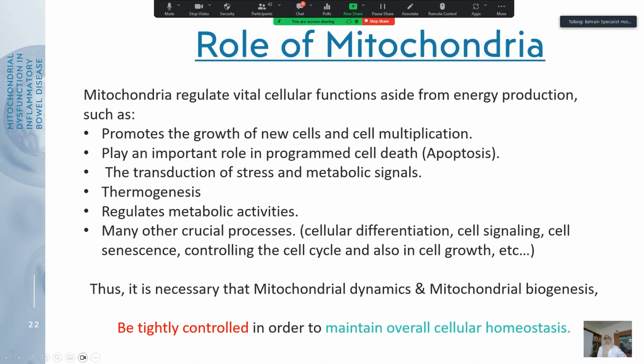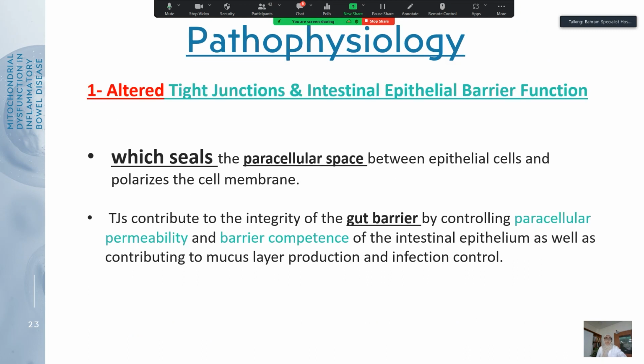It is necessary that mitochondrial dynamics and biogenesis, function and structure, are tightly controlled to maintain overall cellular homeostasis in normal individuals. In the following slides, I will discuss the main six processes that should be tightly controlled in mitochondrial function and in the intestinal lumen and function, to have a normal individual without inflammatory bowel disease. Any alteration of these processes will cause the disease. So we will understand how the pathophysiology of affected mitochondria could cause inflammatory bowel disease.